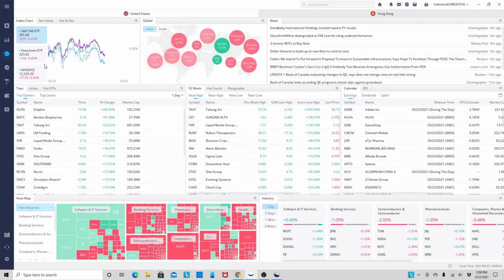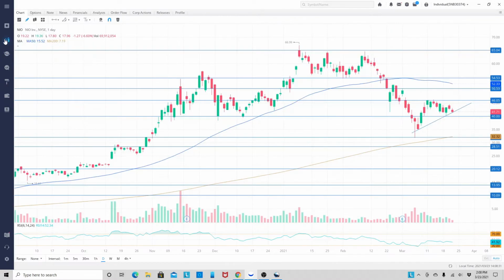Today is March 23rd, 2021, and the stock we are going to take a look at today is going to be NIO. I wanted to provide an update on this one. I haven't done an update since the correction has started. I don't think we are out of the woods yet of this correction.